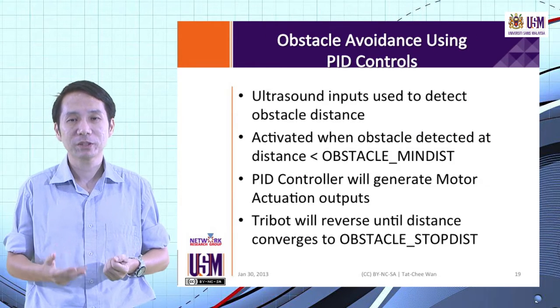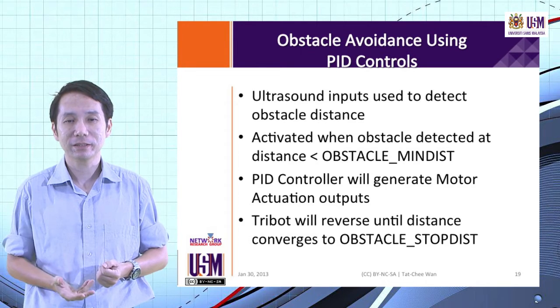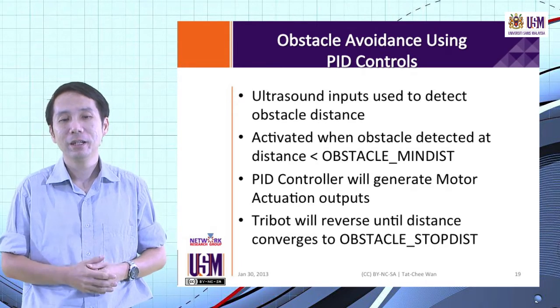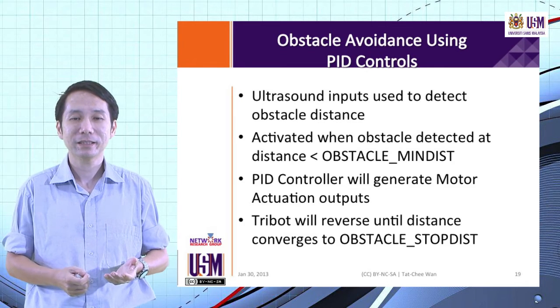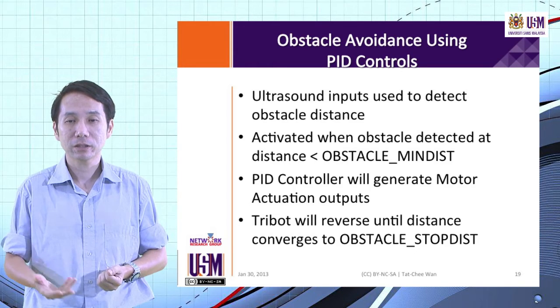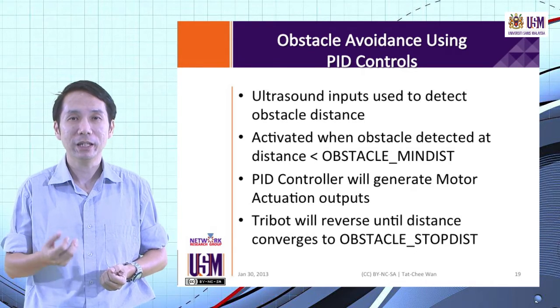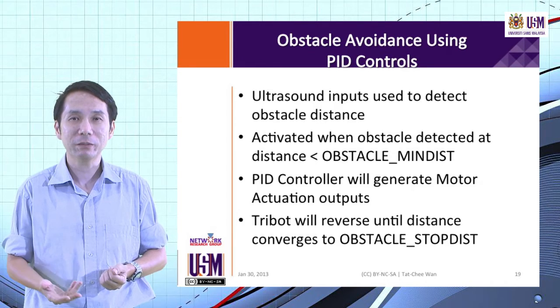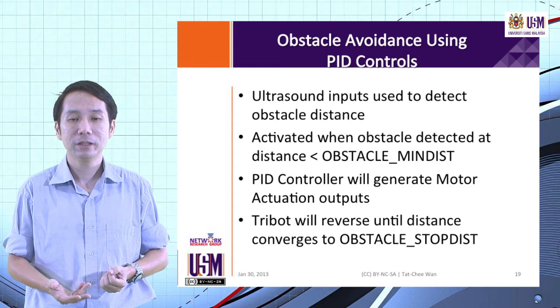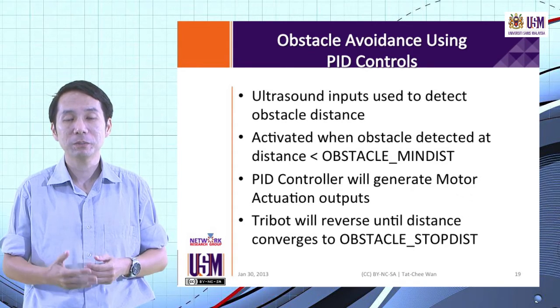So how does the obstacle avoidance algorithm work? First, ultrasound inputs are used to detect the obstacle distance, if any. Once the obstacle has been detected at a distance less than the obstacle mean distance constant value, then the PID controller will be initialized and will generate motor actuation outputs to move the Tribot away from the obstacle. It will reverse until the distance converges to the obstacle stop distance.